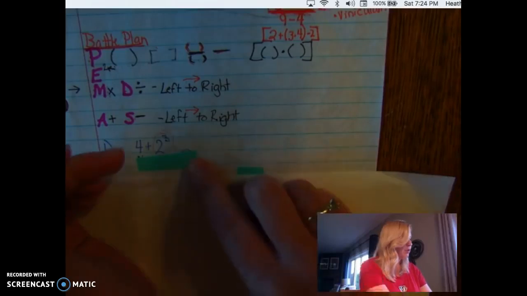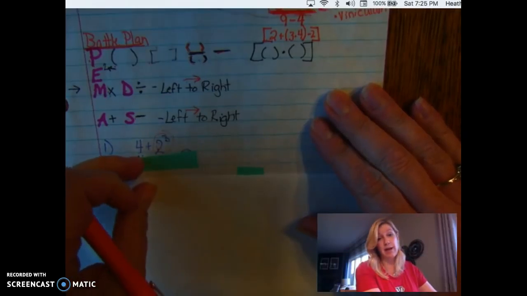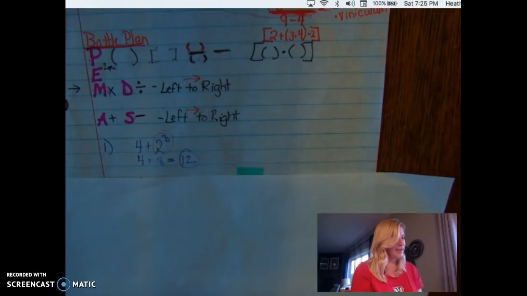So if you were to solve this, you can put me on pause and try to solve what this is and then add this on. And then take me off of pause and see if you got it right. Please show your work.